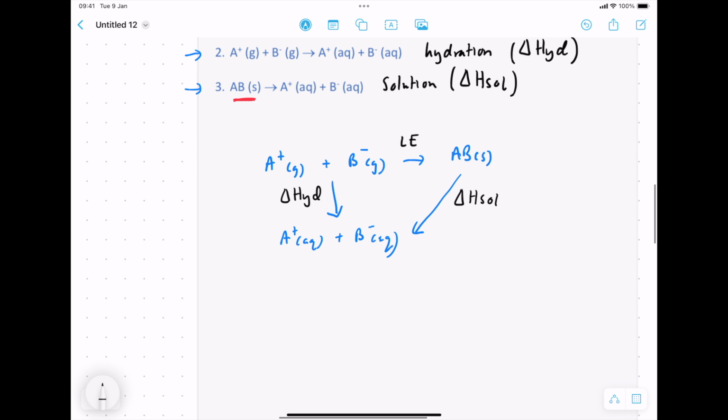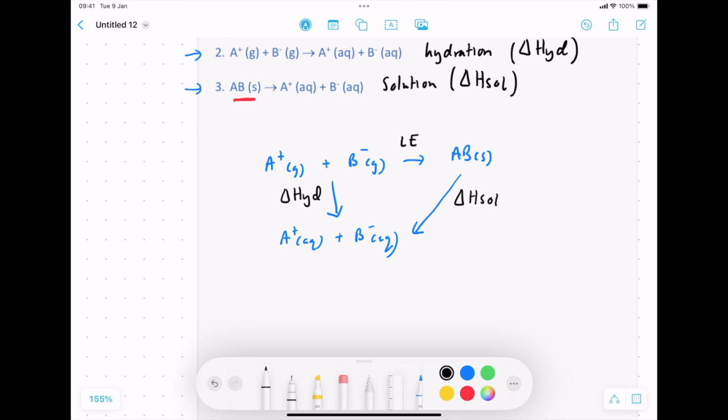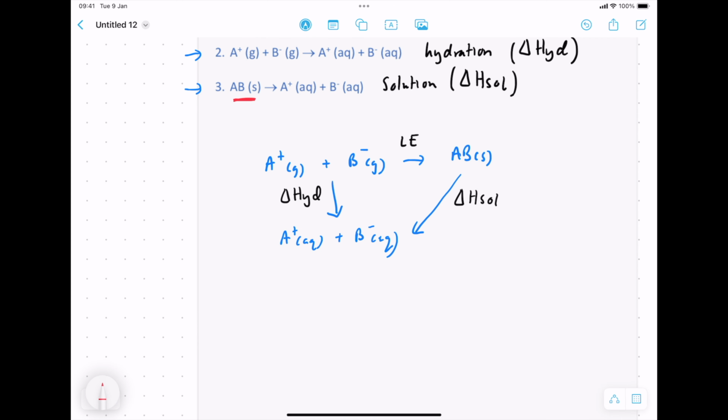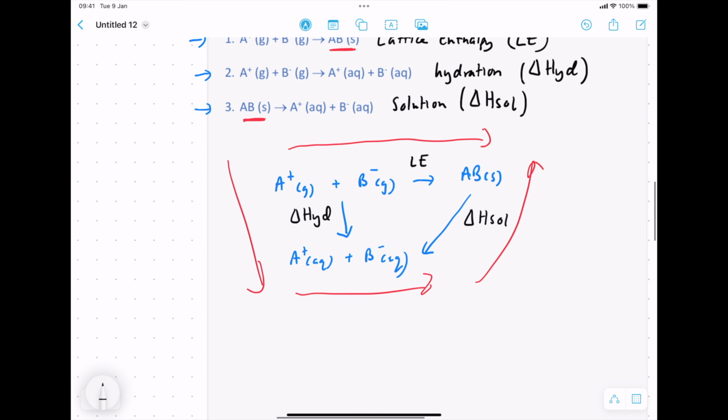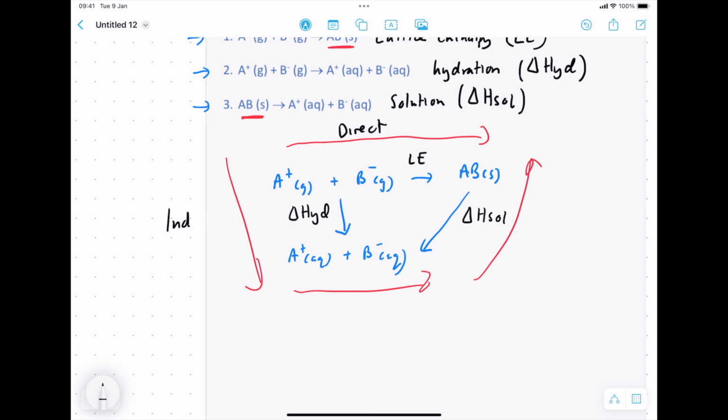If I write an equation now for that mini Hess cycle, let me first summarize what Hess's law is about. The enthalpy change for a reaction is independent of the route by which it takes place. So it doesn't matter whether we go directly from reactants to products or indirectly, which would be down, across, up. The enthalpy will always be the same. So according to this, the top route is the direct route, and going down, across, and up is the indirect route.